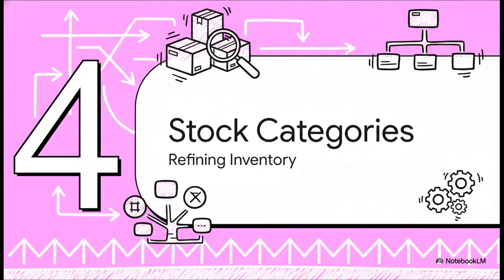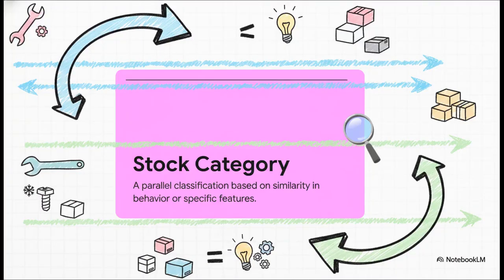Now for part four, refining with stock categories. Okay, listen up, because this final classification layer often trips up beginners. But once you grasp it, it is a real game changer for analyzing your business. A stock category is a parallel classification based on similarity in behavior or specific features. That word parallel is key. This isn't just a subgroup. It is a totally different way to slice and dice your inventory data. While groups organize by the broad nature of the item, categories cut straight across those groups to organize things by technical specs or specific features.